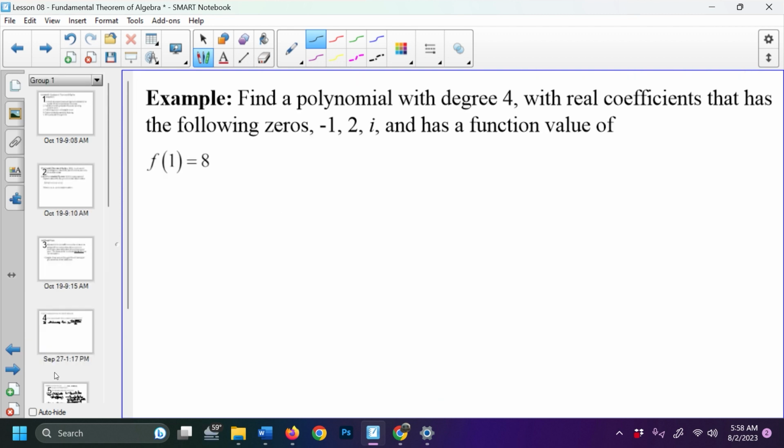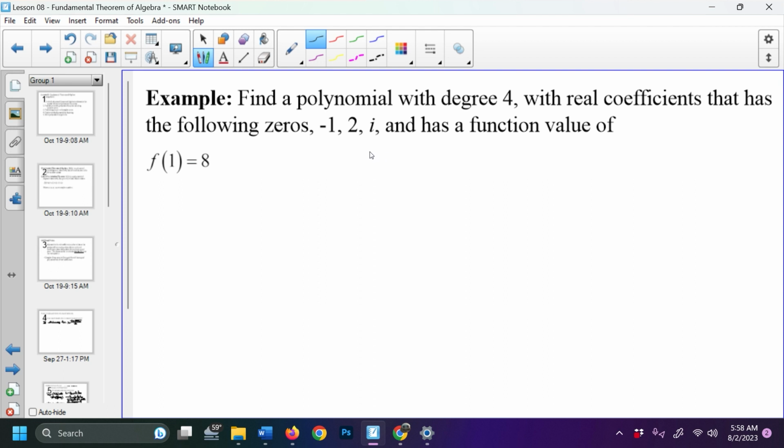Next example, it says find a polynomial of degree 4 with real coefficients that has the following zeros, 1, 2, and i, and has a function value of, when you plug in 1 for f, you get 8 out. All right, so this is a similar problem to the last one. We do know that we have 3 zeros that are given. They want degree 4, so we know that we're going to have at least one more 0, and that 0 will be the conjugate of this i right here.